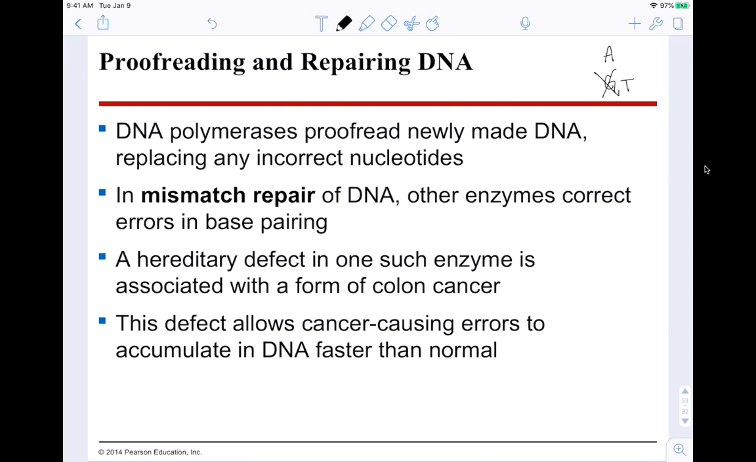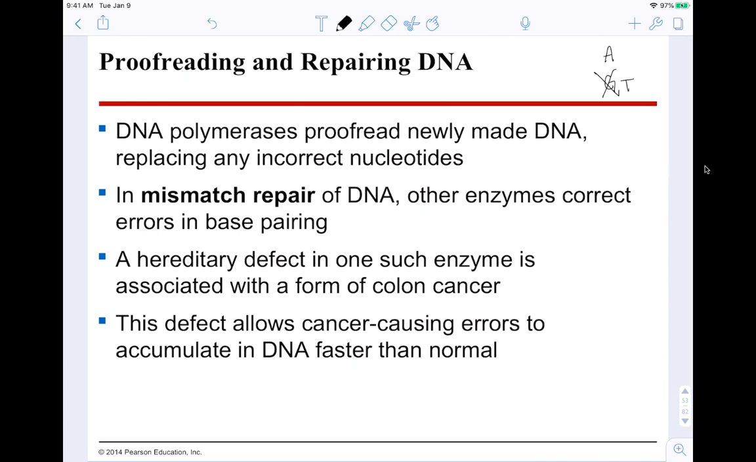That's what this proofreading mechanism is for. So in mismatch repair of DNA, other enzymes correct errors in the base pairing. Like I said, if you don't put an A with a T or a G with a C, you make a mistake. This is called a mismatch repair.